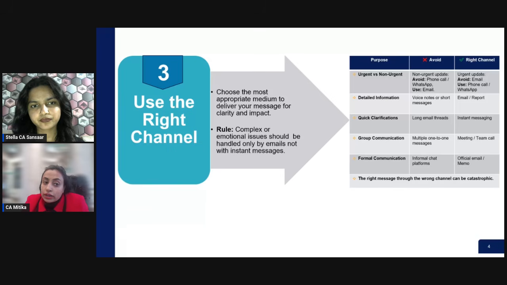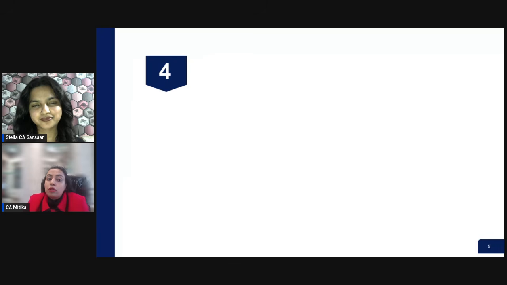So, what is the key takeaway from rule number 3? The right message through the wrong channel can be catastrophic. I'll repeat: the right message through the wrong channel could be catastrophic. So, this concludes our rule number 3. Let's talk about rule number 4.